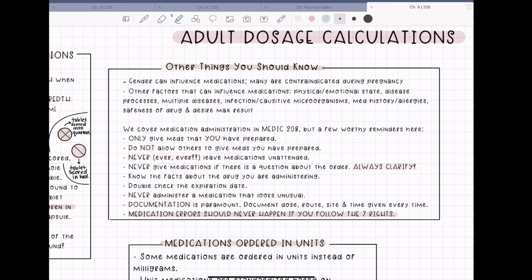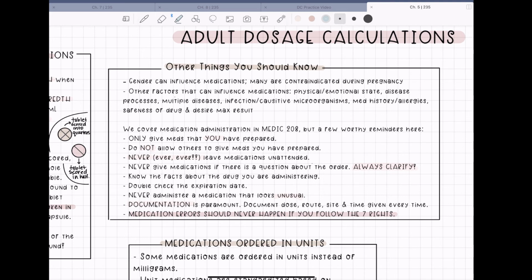First, you want to only give meds that you have prepared. You should never, ever administer medication that somebody else has prepared. You do not ever allow others to give meds that you have prepared. You never, ever leave medication unattended, because even if you turn your back on it for a second, you can no longer testify in court that you had complete control of that medication at all times. Never give medications if there's a question about the order. Always go find the physician or the prescribing provider and clarify.